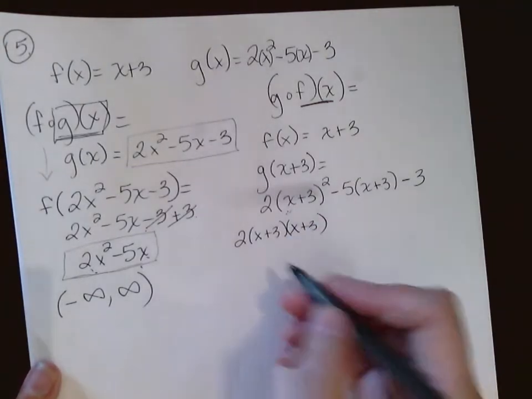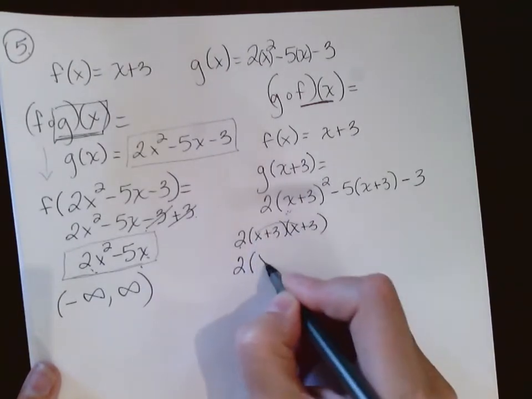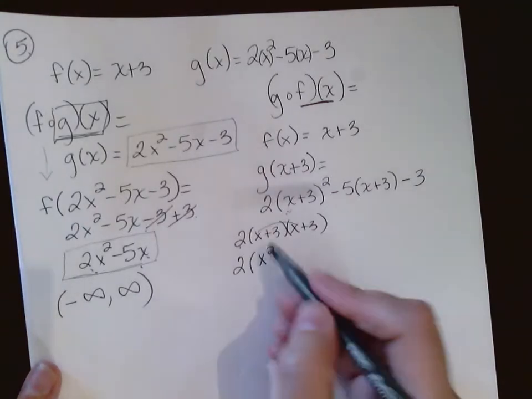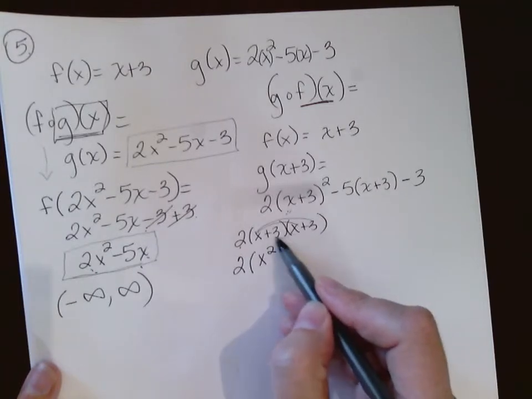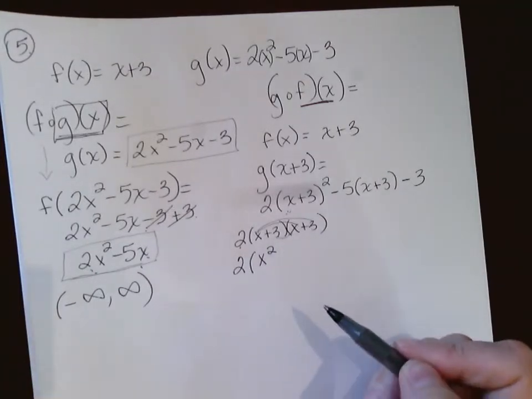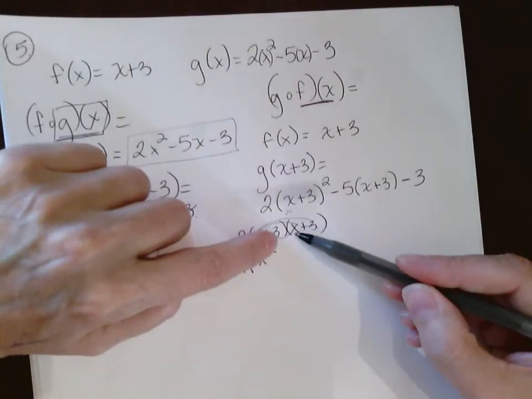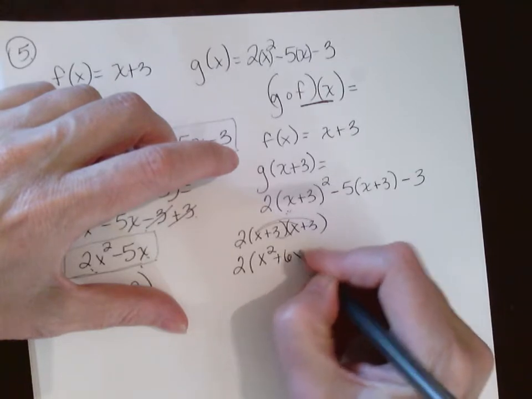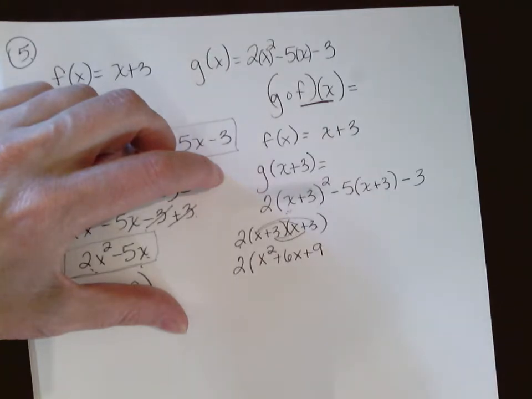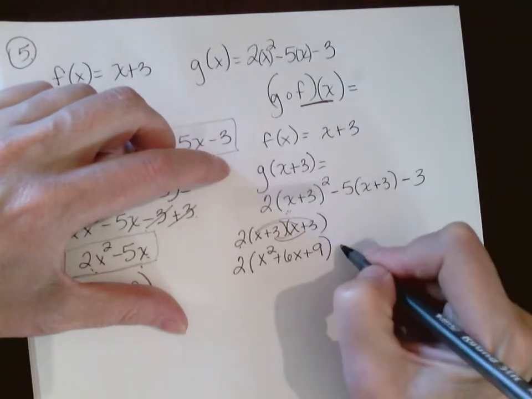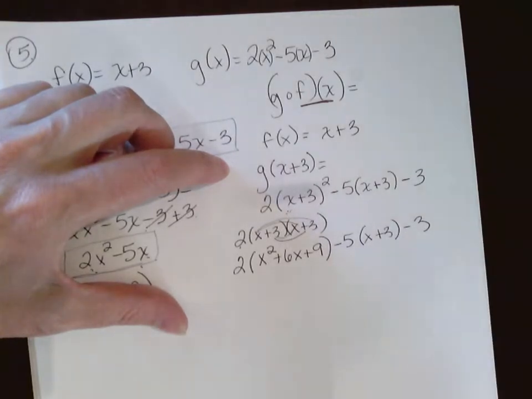So let's FOIL this out. Again, just bring down the 2. X times x is x squared. My outer x times 3 is 3x, and my inner is another 3x. So let's just go ahead and put those two together. Outside is 3x, inside is 3x. So all together I have 6x, and then 3 times 3 is plus 9. Let's just bring the rest of this down. Minus 5 times x plus 3 minus 3.